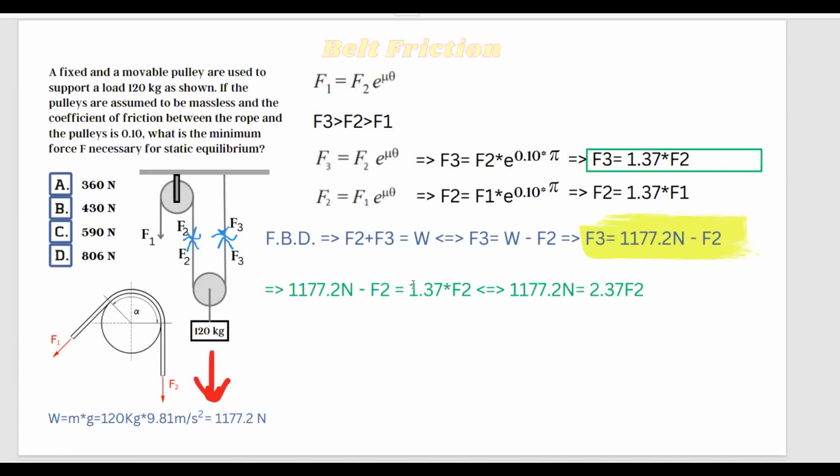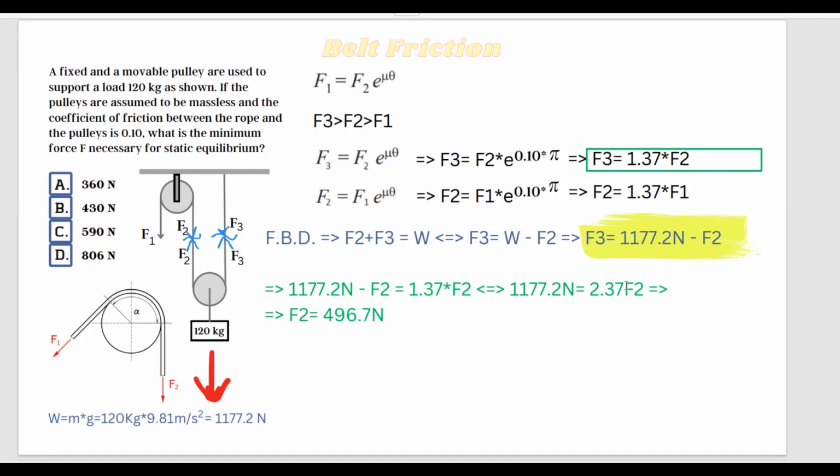And moving forward, we're going to take F2 from this side and move it to the other side, and it's going to become plus. So it's going to give us 2.37 F2 equals 1177.2 newtons. And from this equation, you calculate for F2. Of course, you do 1177.2 divided by 2.37, and this is going to give you 496.7. Okay, very good so far.